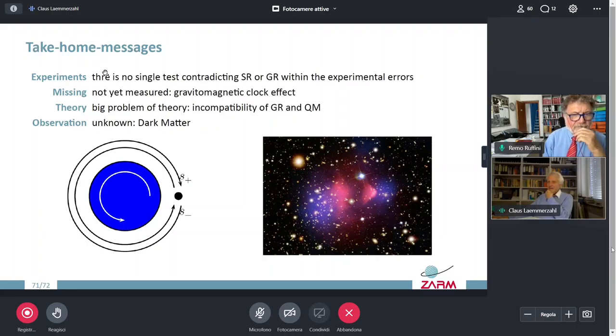So the summary, the take-home message, is that there are no single tests contradicting general or special relativity. What is not yet really directly measured is a gravitomagnetic clock effect. Of course, the big problems are the incompatibility between quantum mechanics and general relativity and the issue of dark matter. So thank you very much for your attention.